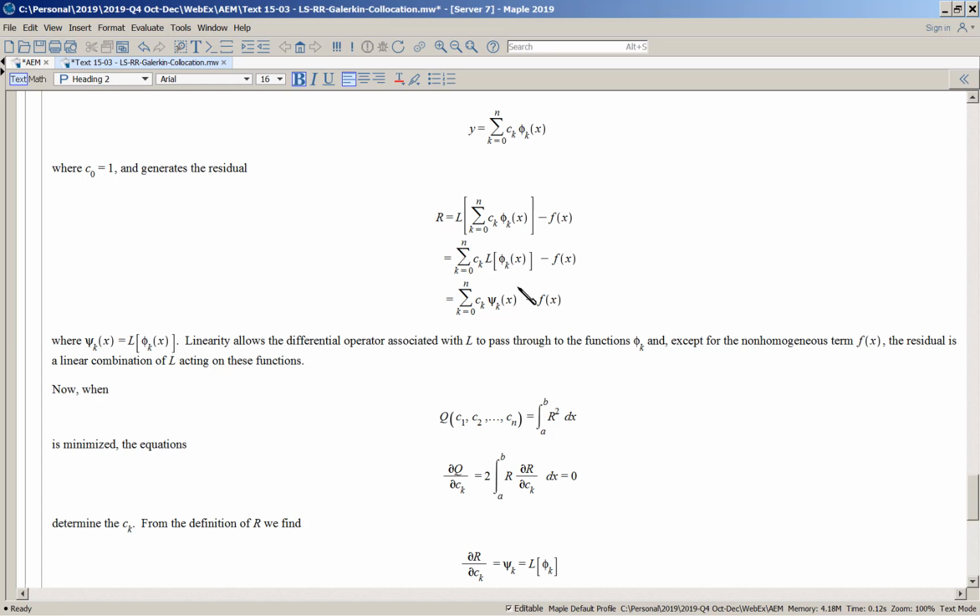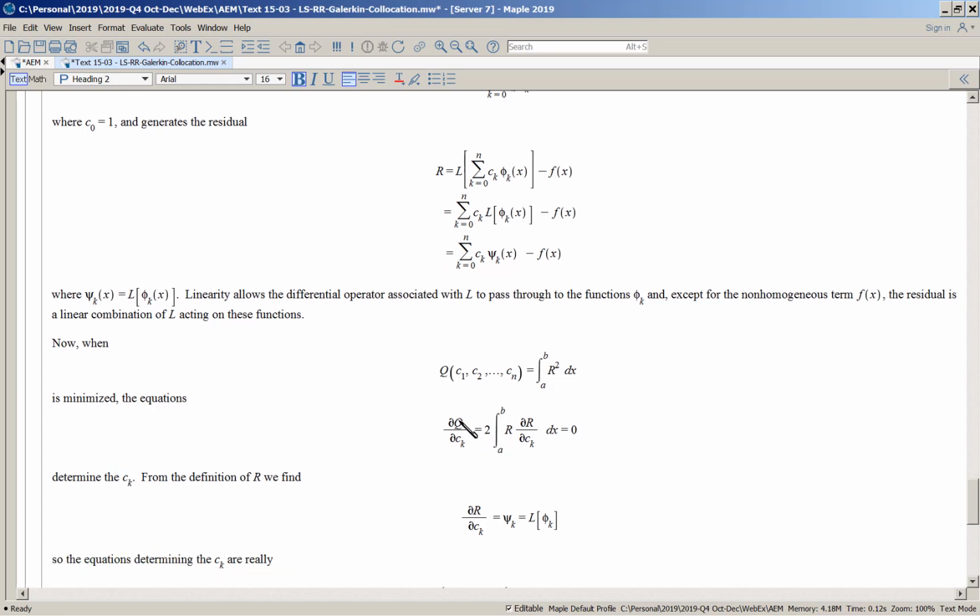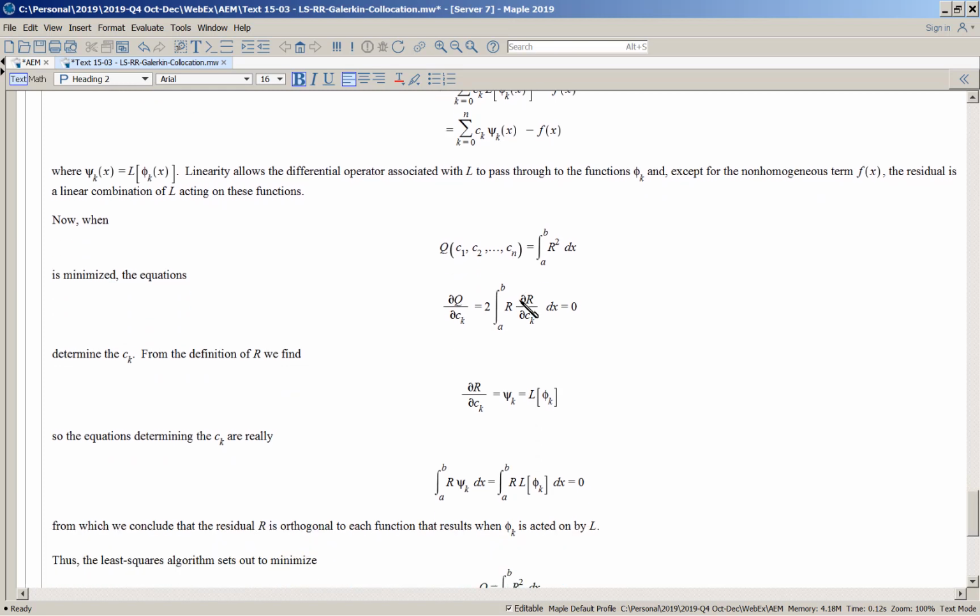or square and integrate this residual, we get a function that depends on the parameters. We've seen what that looks like already. And then we differentiate that function with respect to the parameters. So what is it going to look like? Well, here's a square, so you're going to get 2r dr dck. But look over here, dr dck, it's going to produce this function psi. So what you are really saying is make R orthogonal in this inner product to these functions psi.